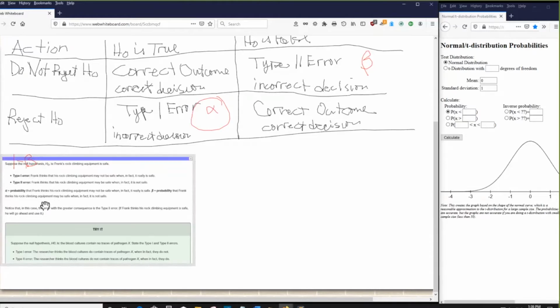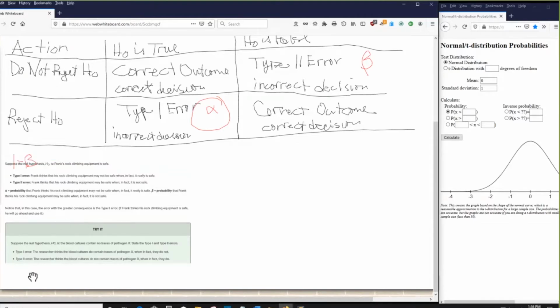So your alpha is the probability that Frank thinks his rock climbing equipment may not be safe when in fact it really is. And the beta is the probability that Frank thinks his rock climbing equipment may be safe when in fact it is not safe. Now, if you look at these two errors, we'll notice that in this case, the error with the greater consequence is the type 2 error. If Frank thinks his rock climbing equipment is safe, he'll go ahead and use it even though it's not safe, and so he will be at risk of getting hurt.